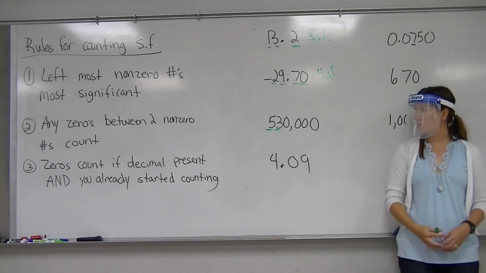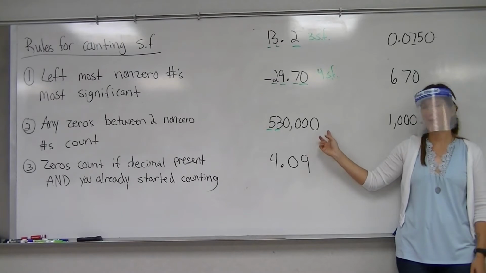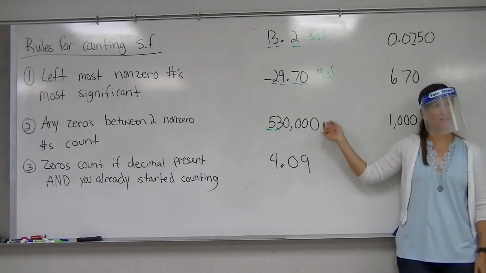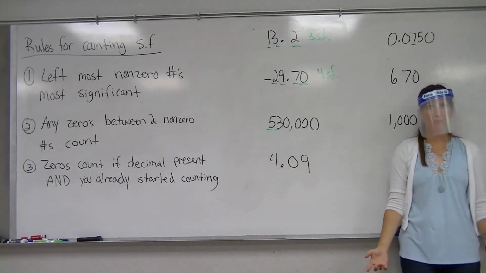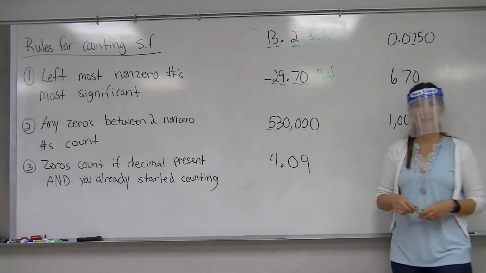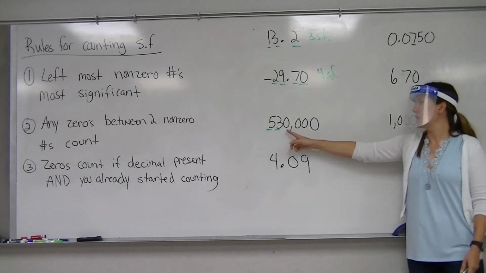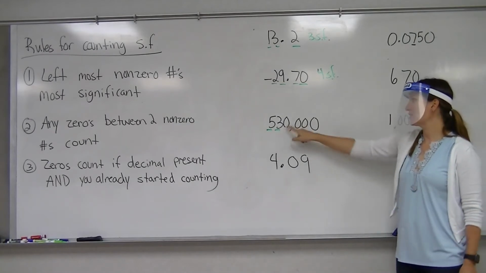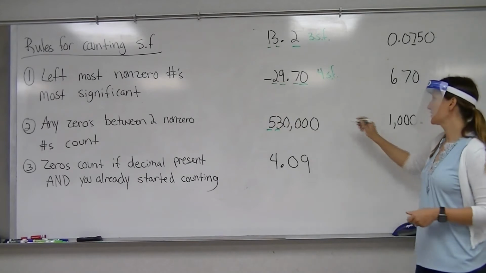Rule 2 says zeros can count if they're between two non-zero numbers. Well, that doesn't apply, right? Otherwise, we need a non-zero number at the end. Rule 3 says zeros can count if there's a decimal point present. Is there a decimal point present? No, it's a comma. Comma's not a decimal. So since there's no decimal, these zeros do not count. So there's only 2 significant figures in this number.